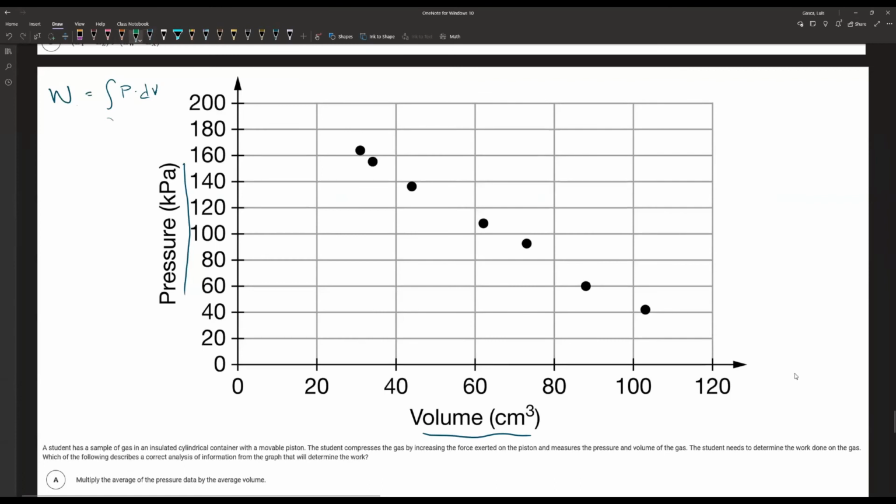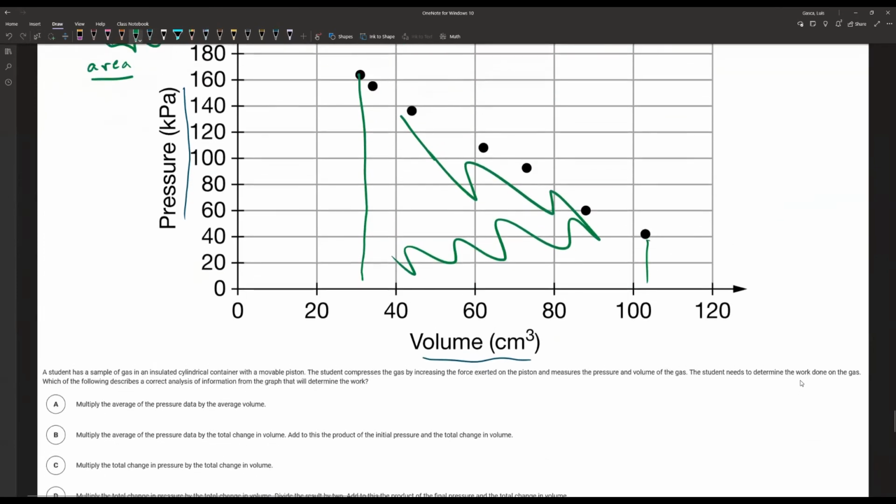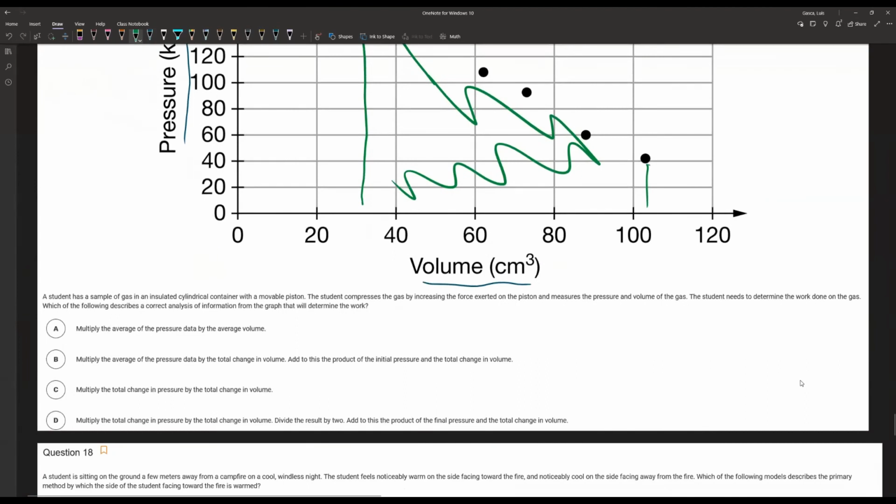But the important thing to recognize is that the integral of something is the area of that graph with axes of pressure and volume. So chances are we're going to want to look for some kind of statement about the area bound by this curve. So, multiply the average pressure data by the average volume. Yeah, that might... well, no, because to do work, we need to have a change in volume. So this is the gotcha right here.